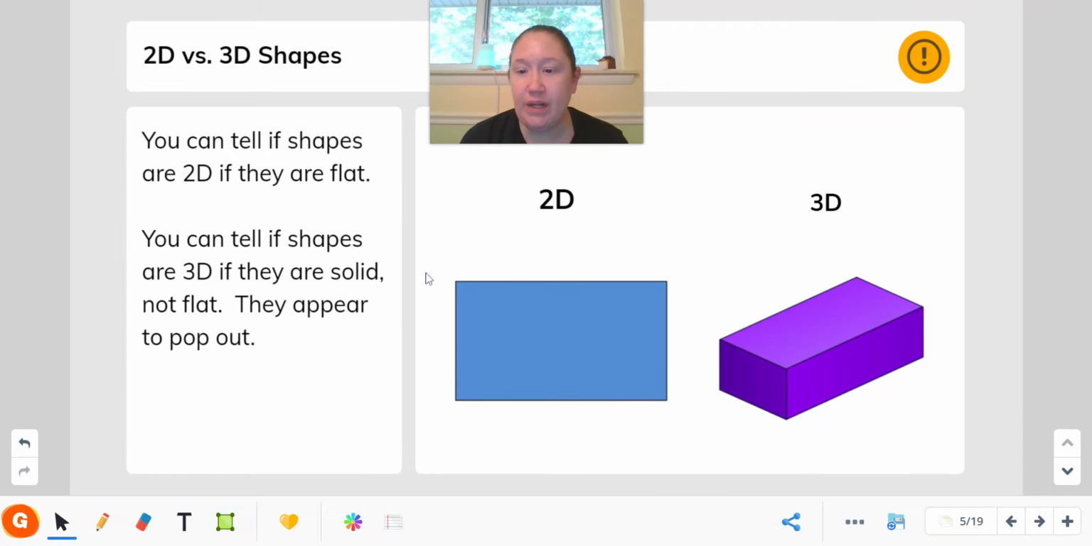2D versus 3D. You can tell if shapes are 2D if they are flat. So you see here, this rectangle, it's flat. You can tell if shapes are 3D if they are solid, not flat. They appear to pop out. So you see here, it's like the shape is popping out of the screen. This is a 3D shape.